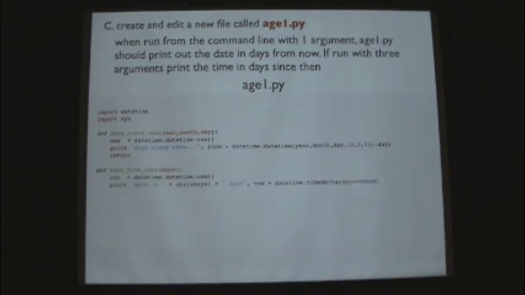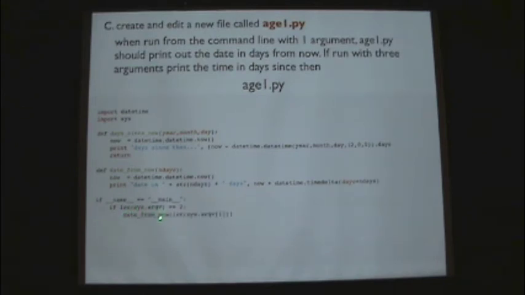Next, we want to create our own module, which is h1.py. So we can create functions within this module. Here we have days since now. I'll just skip through this because we're running out of time. Create two functions, days since now and days from now, which deal with the different things. And then we want to be able to call this from the command line, so we do this if name equals main, so we can call this within the command line and be able to handle it depending on how many arguments we give it.